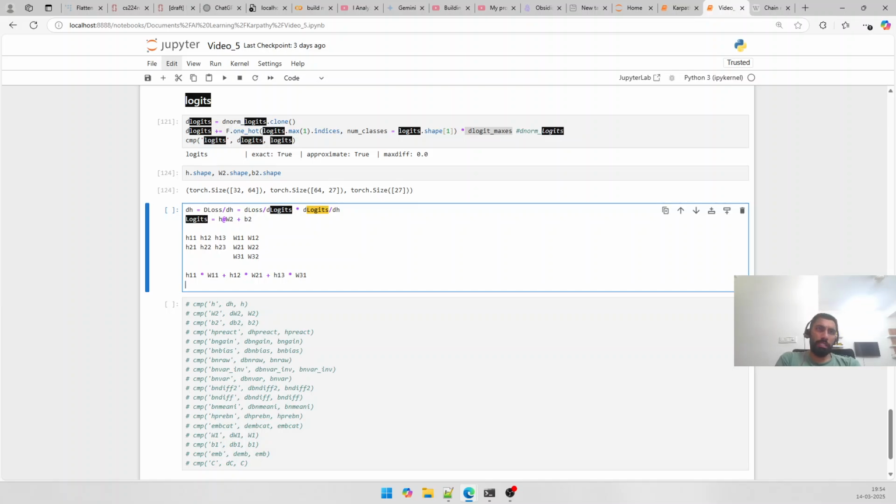So if H increases, let's think of it that way. And when I say H increases, all of those elements increase. So logits, cross multiply.